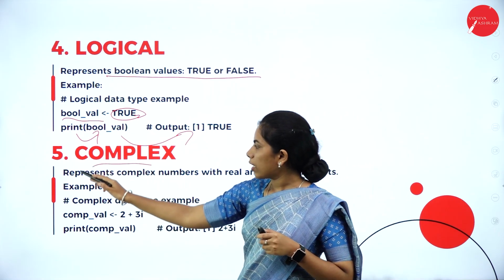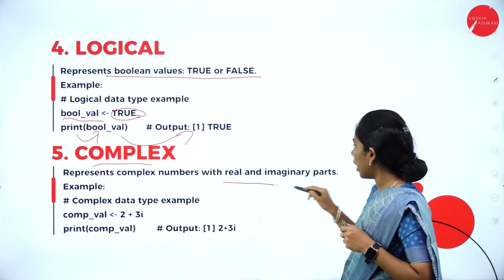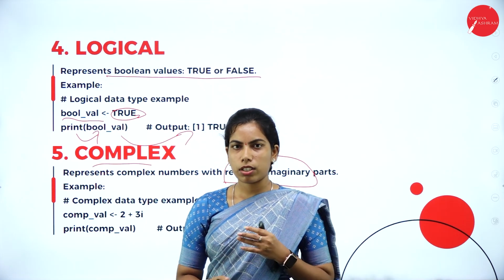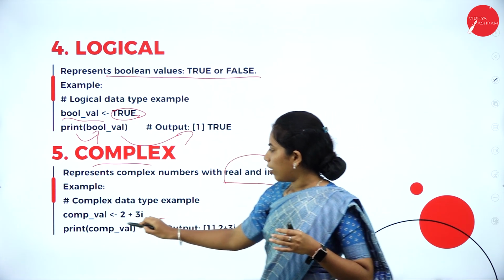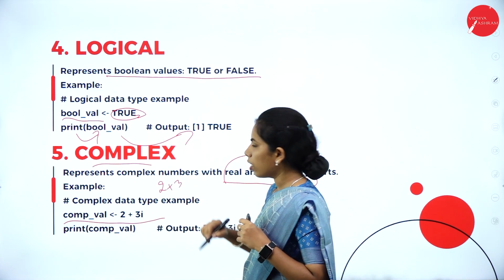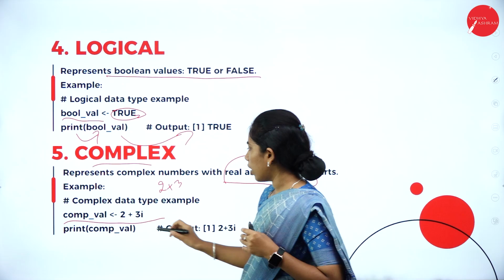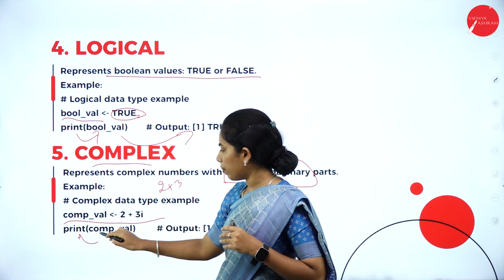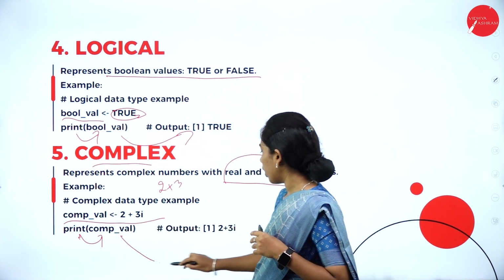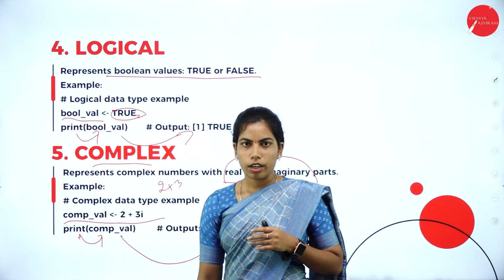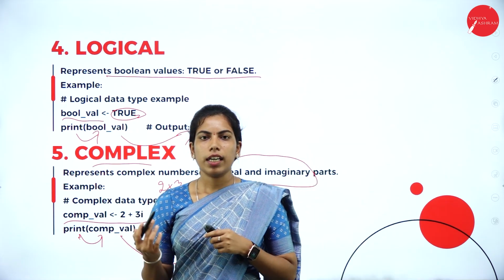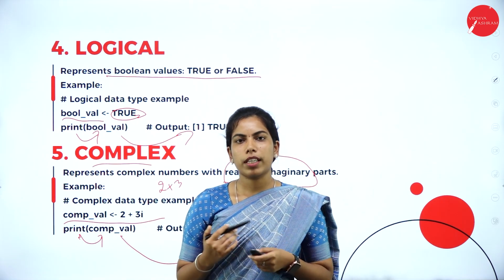The next one is complex. It represents complex numbers with a real and an imaginary part, so it contains 2 parts. So when I declare 2 plus 3i, if a number contains only 2 and not the 3i, it will pop up with an error. When I use the print statement on the variable name complex number value, I get the output 2 plus 3i. Got it? This is how you define data types in R programming. These 5 are the main data types available in R programming.